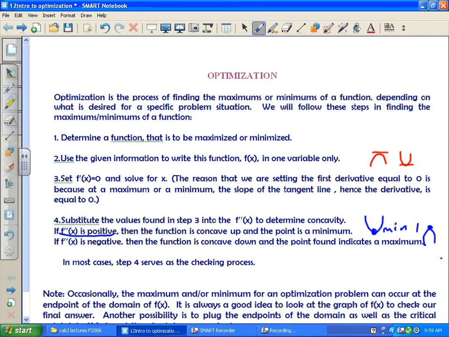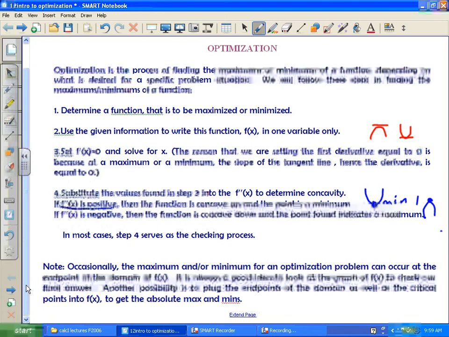And usually step number 4 is the checking process. Usually by the time you get there, you already pretty much have a good idea about what the solution is. And also please read the note on the bottom of your sheet.